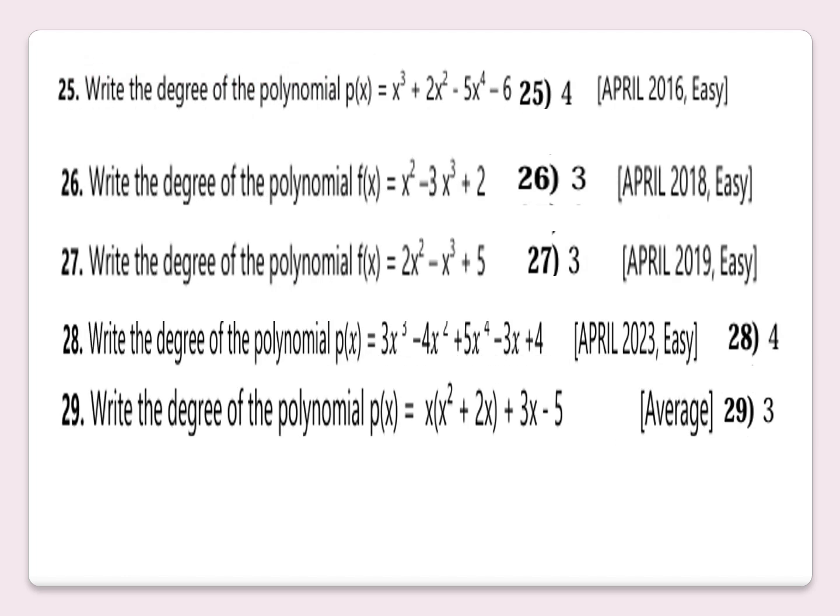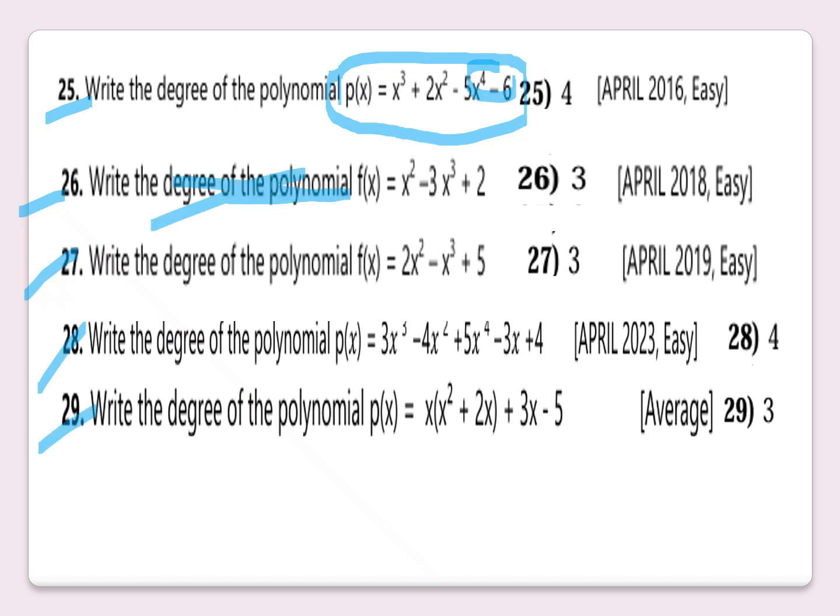Question number 25. Write the degree of the polynomial p of x is equal to x cube plus 2x square minus 2x minus, p of x is equal to x cube plus 2x square minus 5x raised to 4 minus 6 is given. As I told you, the highest power is 4 here. 26, 27, 28 and 29 all depend on the degree of the polynomial only.